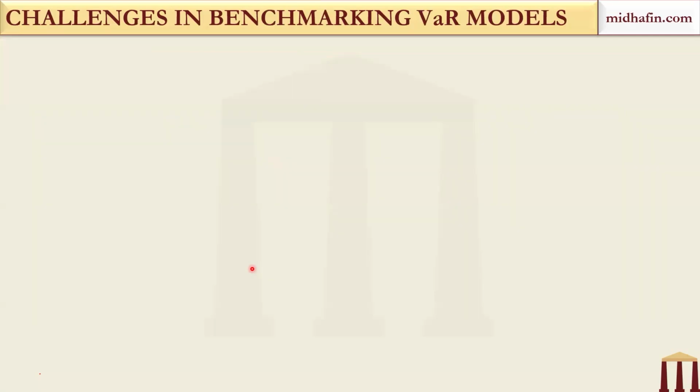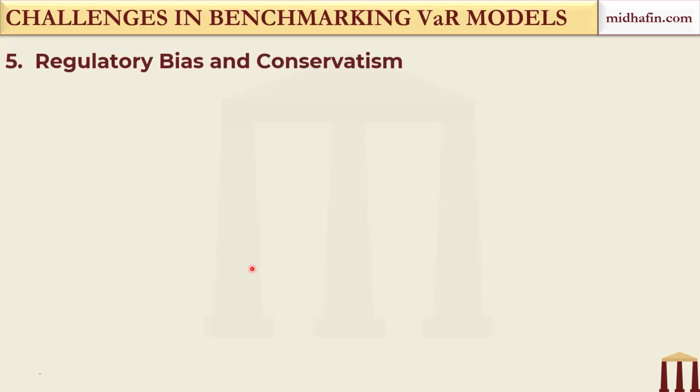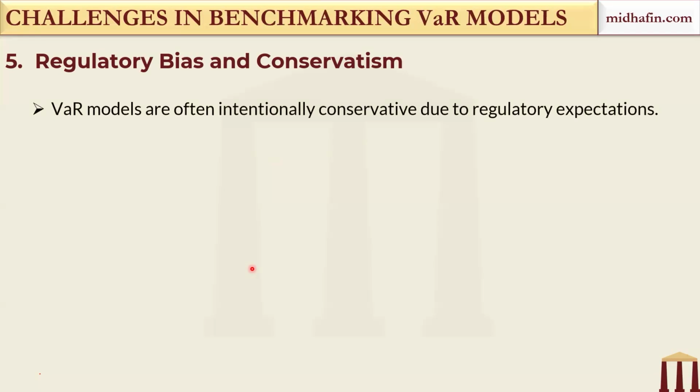Okay. Now this one is interesting. I think this is the last challenge in benchmarking VaR models, if I'm not wrong. And it's a bit ironic also. Why? We are talking about regulatory bias and conservatism over here. Because of the regulatory scrutiny, banks tend to err on the side of caution, I'll say. So they end up designing VaR models that are deliberately conservative. Now, it sounds quite responsible, but here's the issue. When you benchmark these conservative models against something like a PNL based VaR, the PNL VaR often comes out on top.